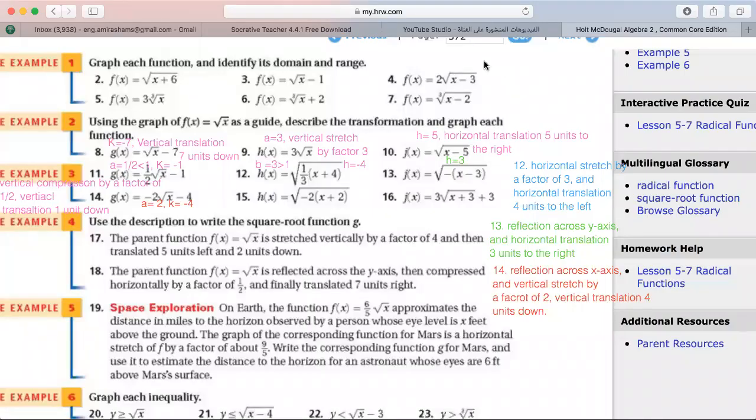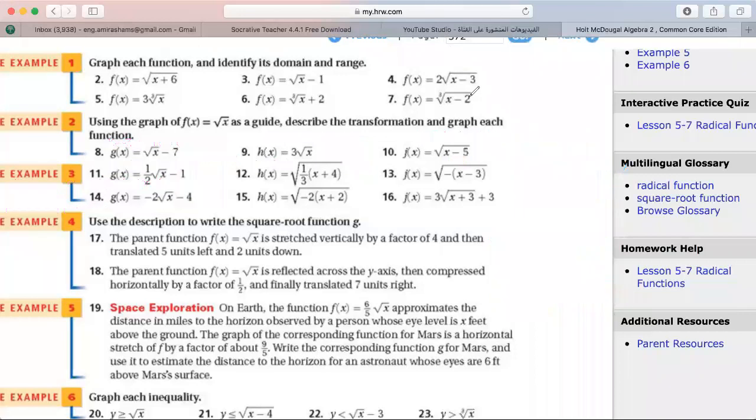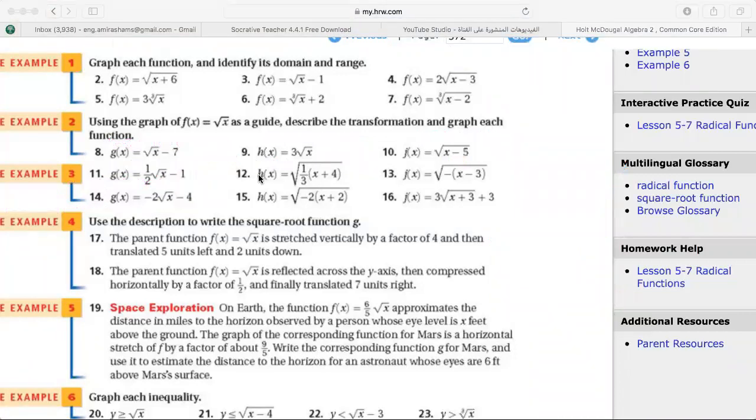Okay, girls, let's continue. I will erase, so I will have a space here so I can write. Okay, I will solve now 15. 15, I have negative 2 multiplied by x plus 2. So I have a negative sign under the radical sign in the radicand multiplied by the x. So it is a reflection across y-axis, and I have a factor multiplied by x.